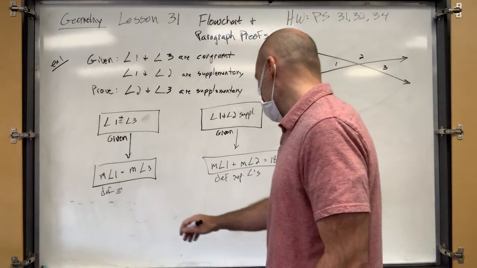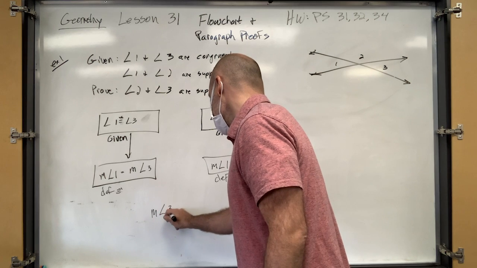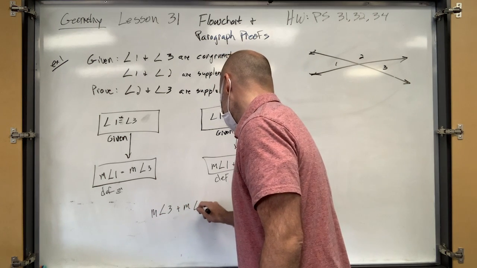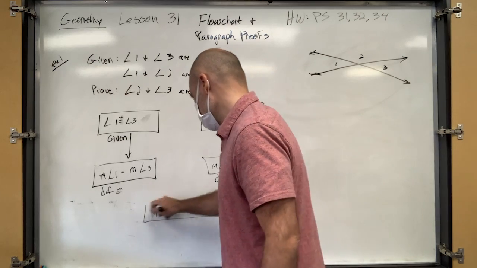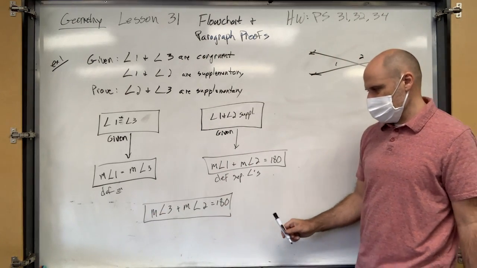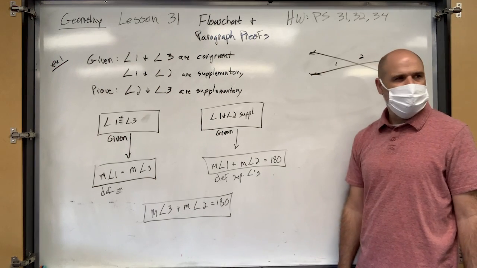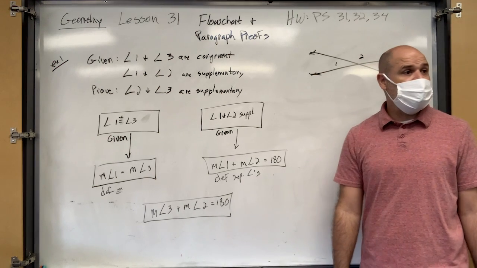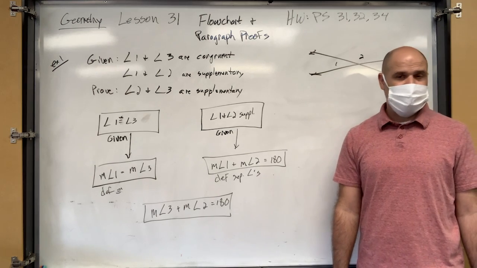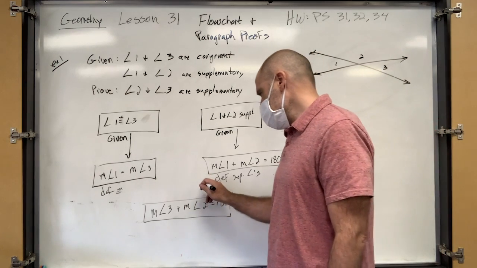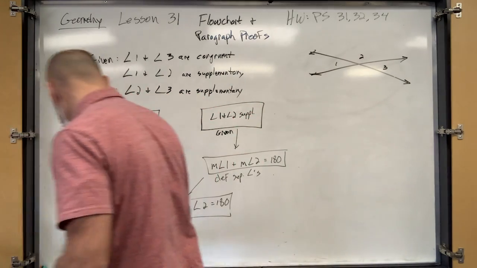So now I can say measure of angle 3 plus measure of angle 2 equals 180. Why can I say that? What's the difference between here and here? The 1 is getting replaced by 3. What's another word for replaced? Substituted. So this is the substitution property of equality.